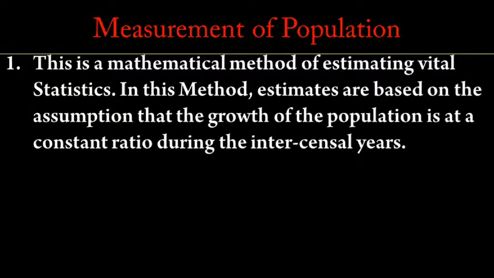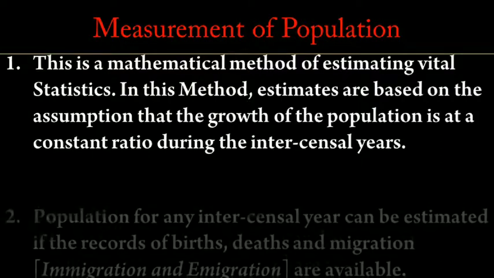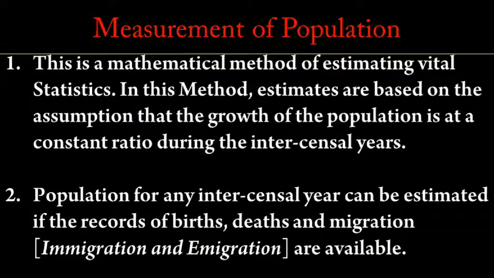In this method, estimates are based on the assumption that the growth of population is at a constant ratio during the intercensal year. So, whenever you want to find the population at a particular point of time, we use a mathematical method in order to come up with the vital statistics. Population for any intercensal year can be estimated if the records of births, deaths, and migration are available. Here, migration includes both immigration and emigration.